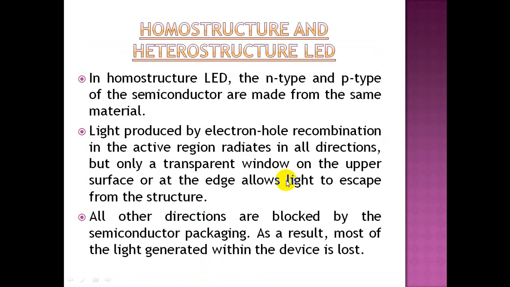There are two types of structures of LED, homostructure LED and heterostructure LED. In homostructure LED, the N-type and the P-type of the semiconductor are made from the same material. Light produced by the electron-hole recombination in the active region radiates in all directions, but only a transparent window on the upper surface or at the edge allows light to escape from the structure. All other directions are blocked by the semiconductor packaging. As a result, most of the light generated within the device is lost.